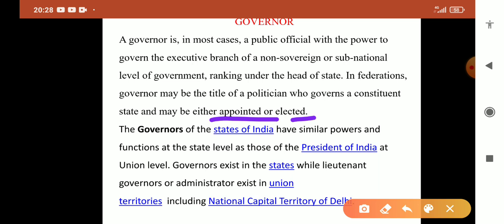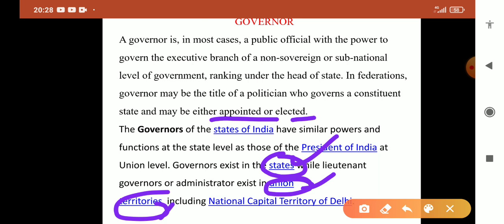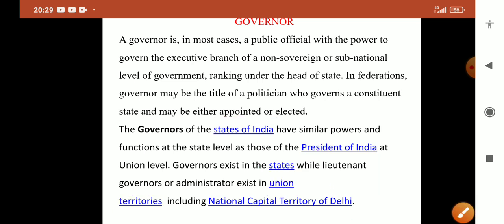Governors of the states of India have similar powers and functions at the state level as those of the President of India at the union level. Governor exists in the states, while lieutenant governors or administrators exist in union territories. We have two kinds of territory. One is state and another one is union territories, right? So in states we have governors, and in union territories we have lieutenant governors or administrators, including the National Capital Territory of Delhi.